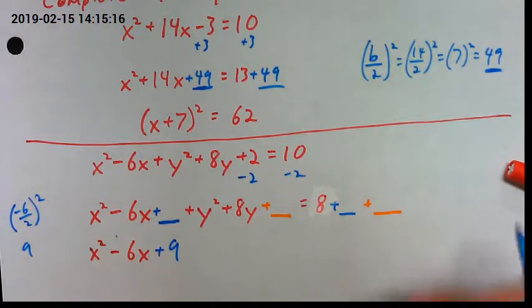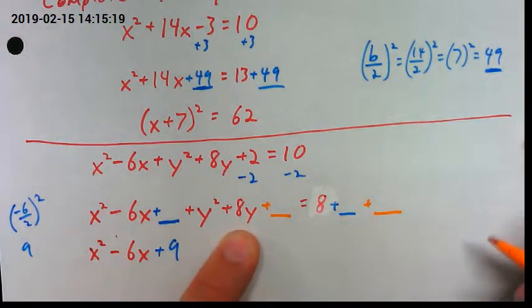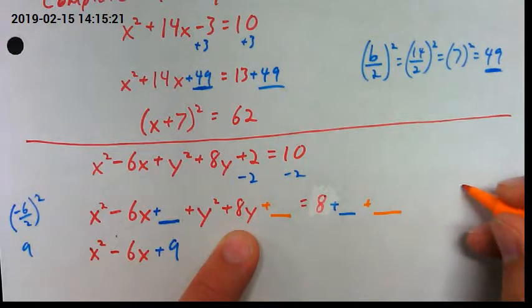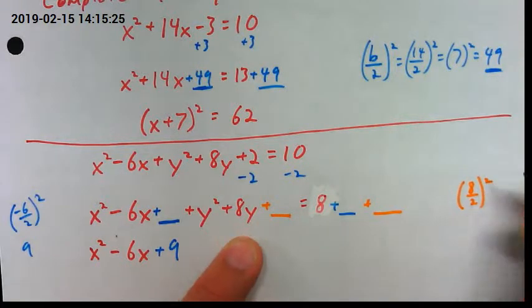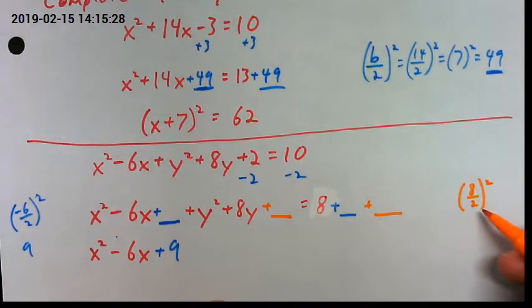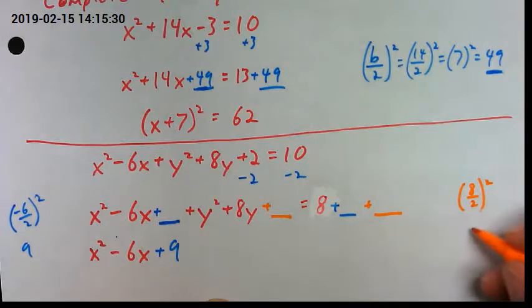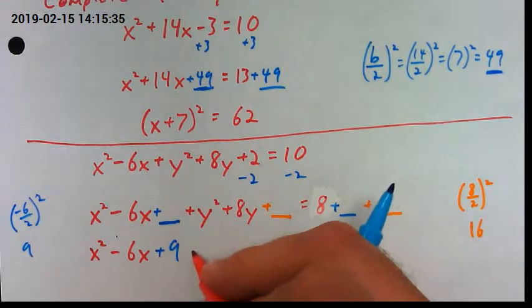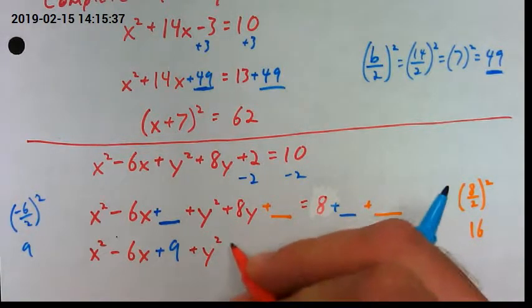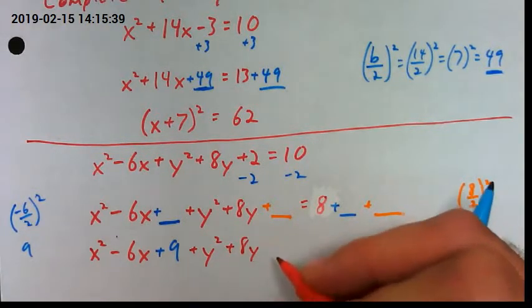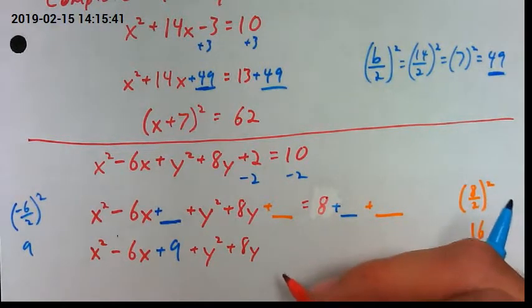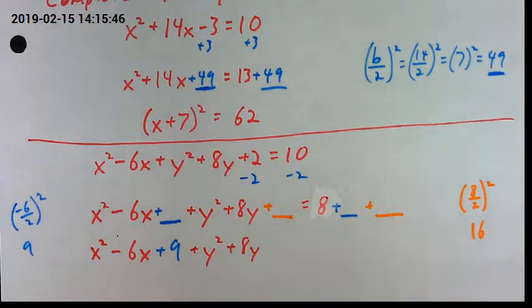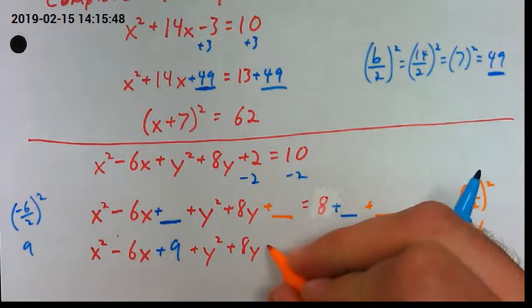On the other side, we're going to use the 8. So we have 8 divided by 2 squared. 8 divided by 2 is 4, and 4 squared is 16. So that's what we're going to have to plug in for the other blank. So plus y squared plus 8y. Again, don't stop paying attention here. So we're adding the 16.